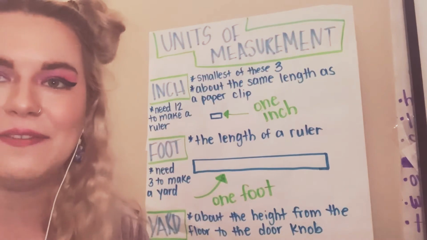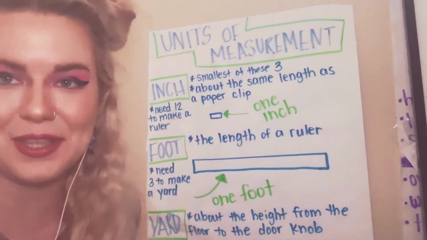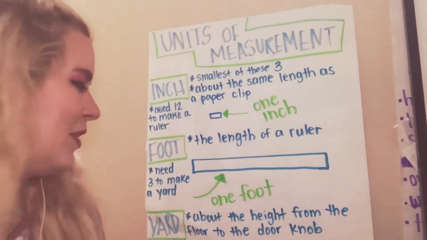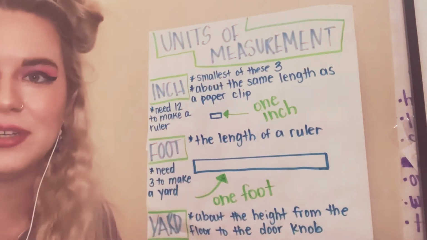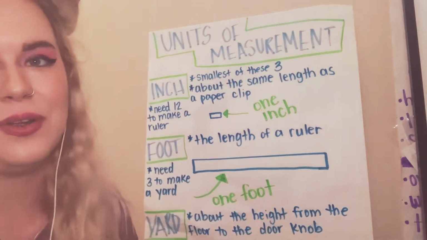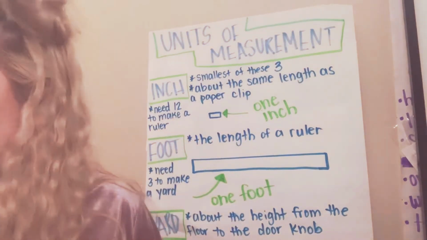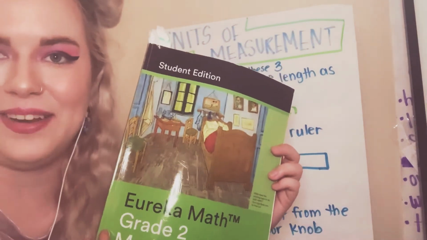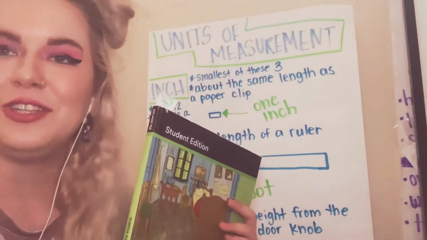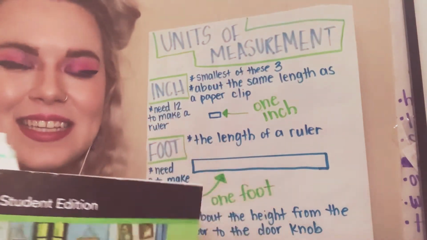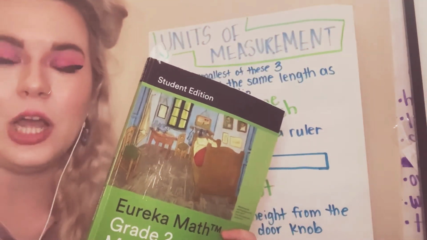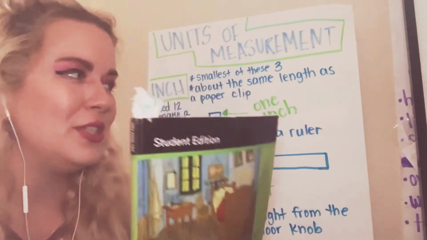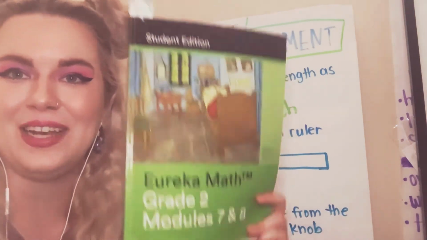Now on this chart, I've listed them from smallest to biggest for these 3. Remember, there are units of measurement smaller than inches, such as centimeters, and there are units bigger than yards, such as miles, okay? So these aren't our only ones. These are the ones we're using today because they match up with Eureka Module 7-8, Lesson 16, okay? We're going to use what you learn in today's lesson to complete Lesson 16 homework on page 81 in your book. So watch this lesson and then you can complete page 81 in your Eureka book.